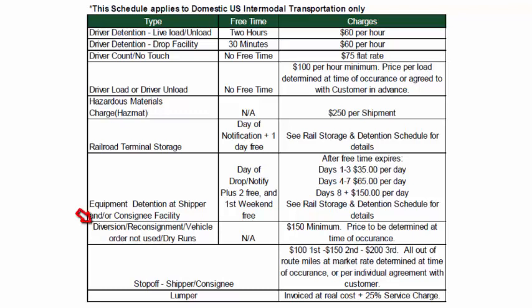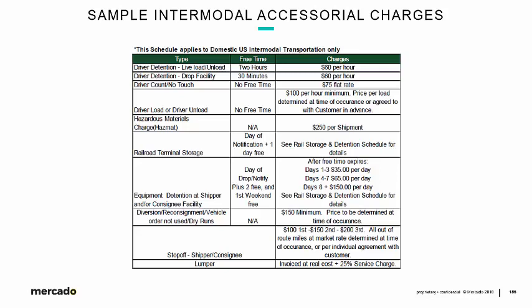Any diversion, reconsignment, vehicle order not used, dry runs, etc., $150 minimum, and price to be determined at time of occurrence. Any stop-off, just like we saw in the drayage world in and out of ocean terminals, $100 for the first stop-off, $150 for the second, $200 for the third. And then a lumper cost, invoiced at real cost, plus 25% service charge. This is typically attached to the line haul pricing offered to a shipper by an IMC.